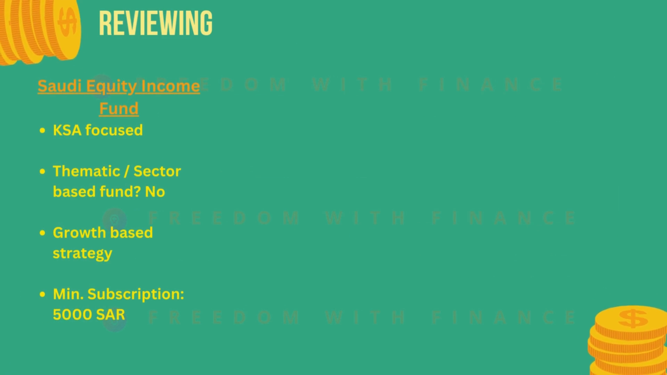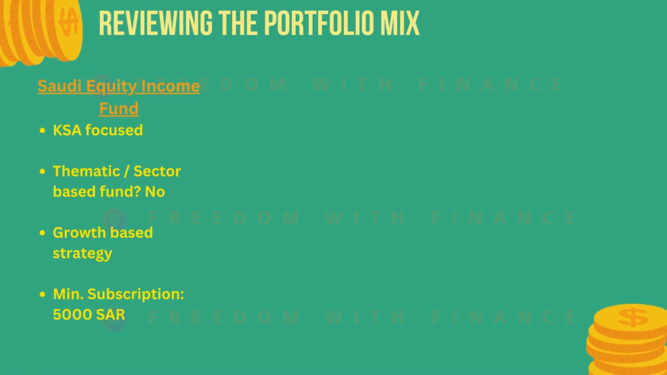Number one is the Saudi Equity Income Fund. It's a Saudi Arabia focused active mutual fund. It's not a thematic fund. It's a growth based strategy, meaning that it's looking for growth stocks, not for dividend stocks alone. And the minimum subscription is 5,000 Riyal.